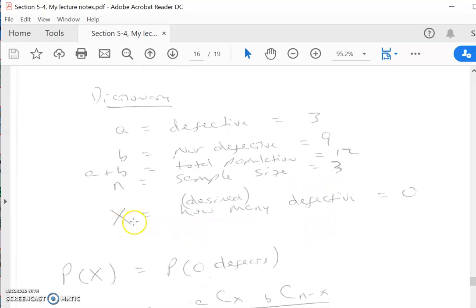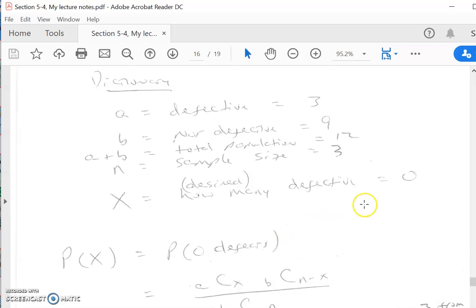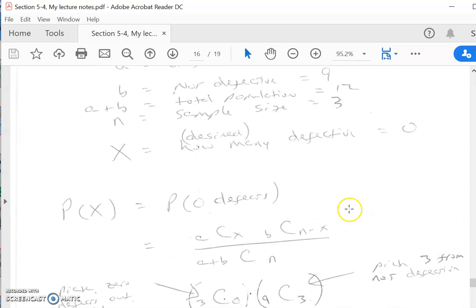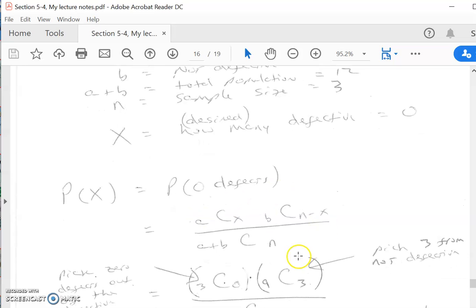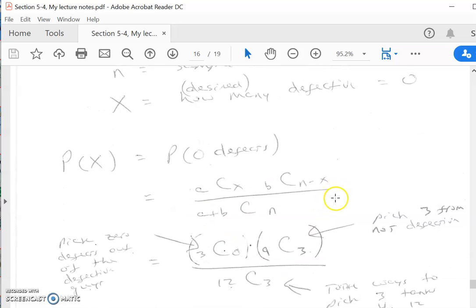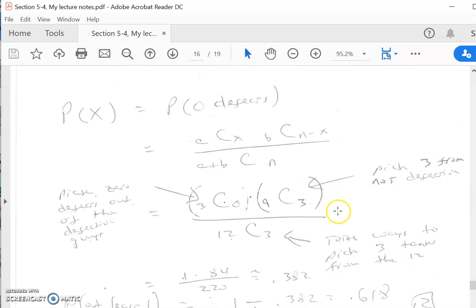And x is what we're looking for. We want to know the probability of having 0 defects. So my advice is write these things out in detail like this. It will help you understand it. So the probability of X is the probability of 0 defects. Here's the formula. Write out the formula. I am going to be very unhappy with you if I get homework or tests and you are not writing out formulas. So you write out the formulas, okay? And here's the explanation for it.